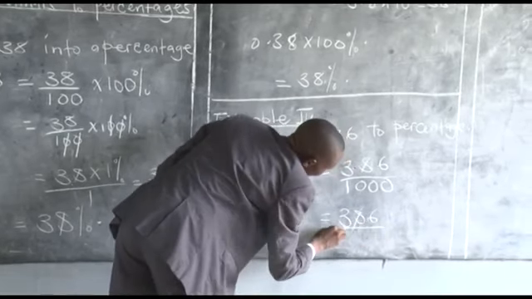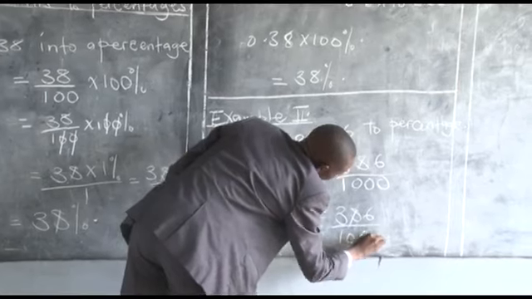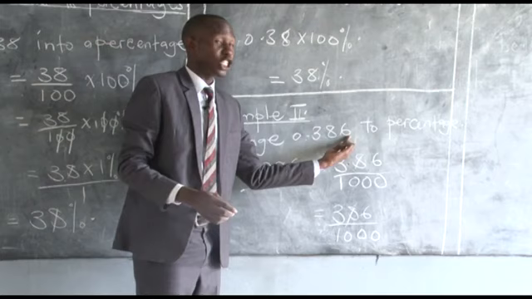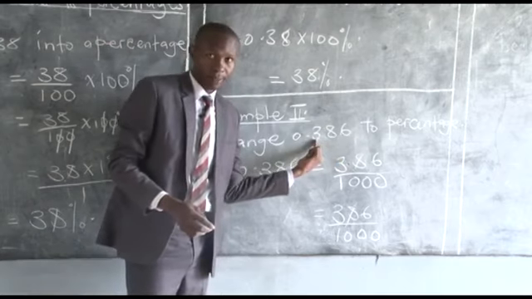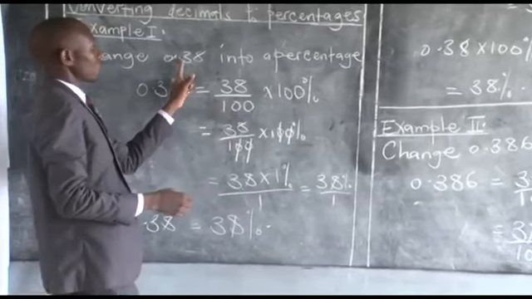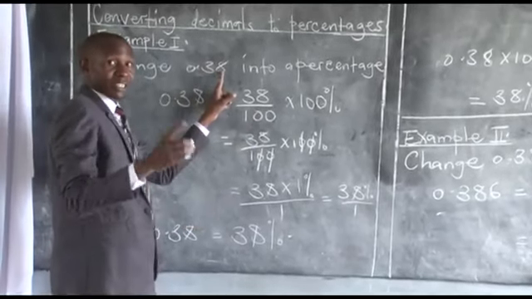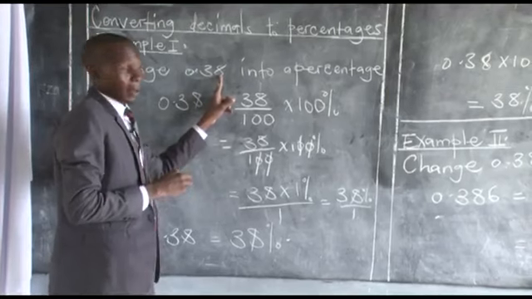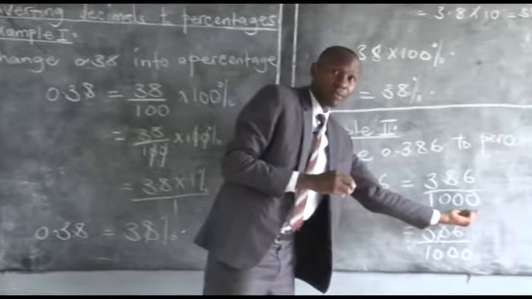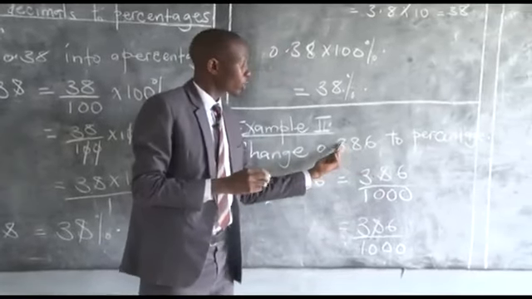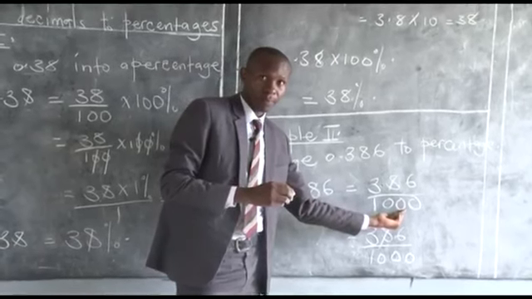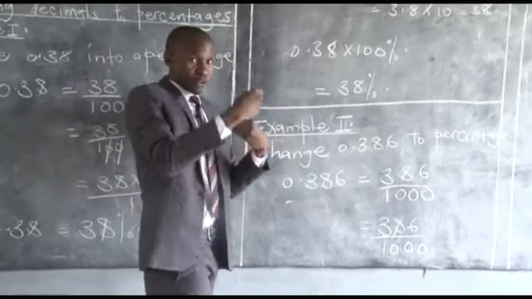386 out of 1,000. I'm saying out of 1,000 because here we have 3 digits after the decimal point. Here in example 1, we had 100 because we had 2 digits after the decimal point. Meaning that if this was 5 digits, we would now also have 5 zeros here. But we have 3 digits, that's why we are having also 3 zeros. So we have finished changing that.